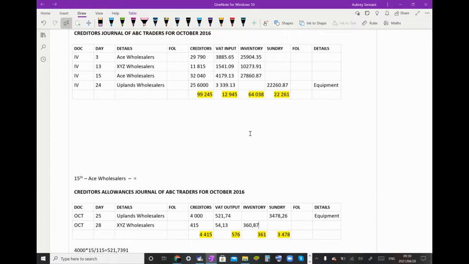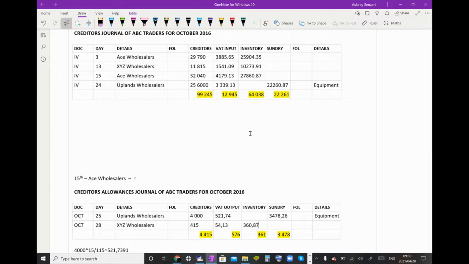Now guess what? We have input VAT there, but when we look at the Creditors Allowance Journal, we have output VAT. Why? Because when we were buying this stuff, we were saying, SARS, we're buying something to the value of 29,790, and we're claiming input VAT based on that amount. You must pay us input VAT based on that amount, or refund us VAT based on that amount.